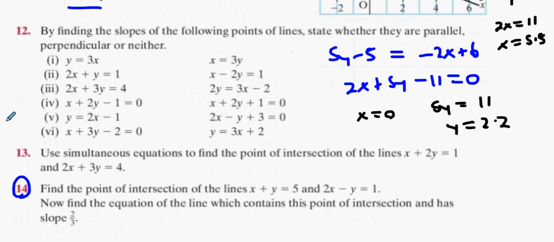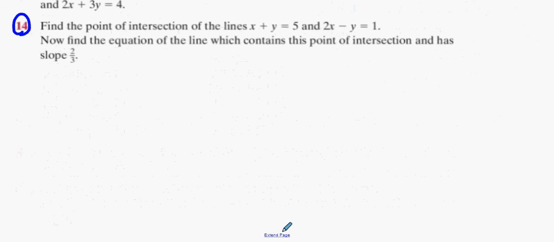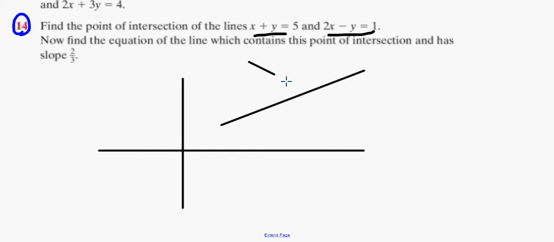Alright, question 14, lads, what you reckon? Simultaneous equation. What happens when you do the simultaneous equation? You'll find a point. What you have to do with that point? You need to find a new equation that has a slope of 2 over 3. But this new equation will also have to go through that point. Everybody cool with that? Should be easy enough.